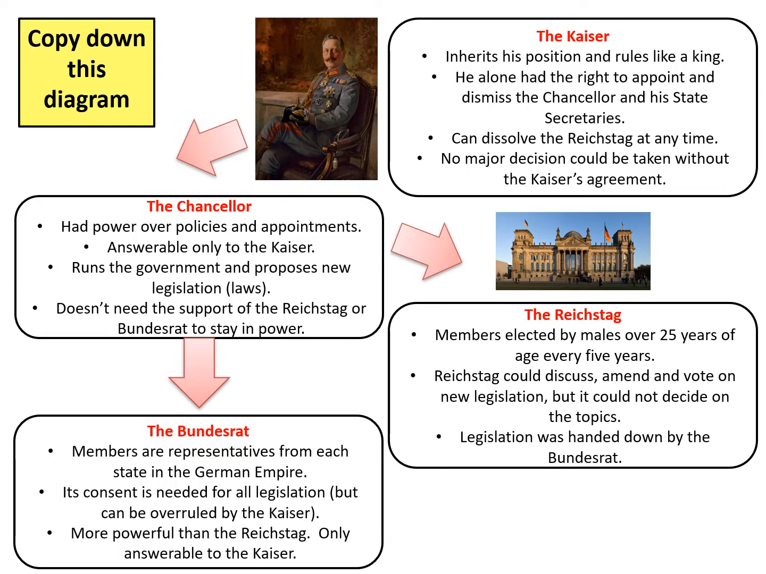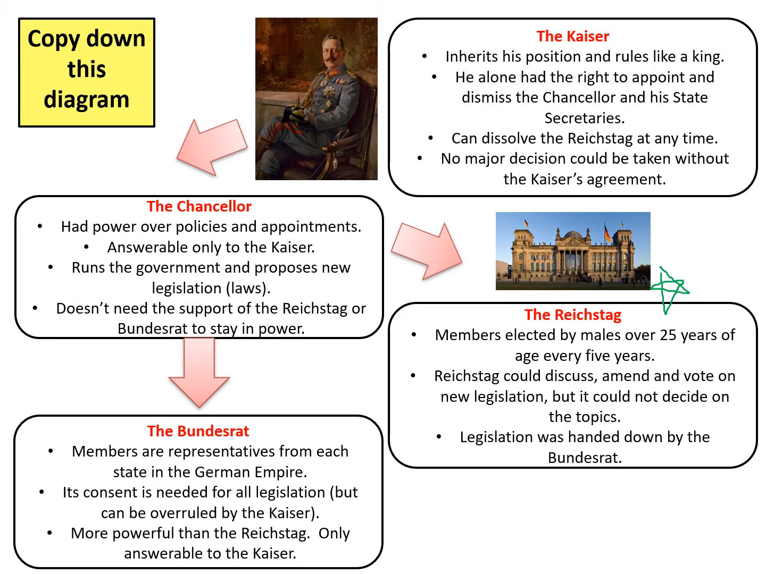Okay, so during the last task, I asked you to talk about who you think is the most powerful person in Germany. Now, during this task, we're going to be copying down this diagram so you can see the kind of power structure within Germany. Now, you might have noticed that the German people aren't even on there, because even though they selected members of the Reichstag, the Reichstag itself wasn't even powerful. So let's go through it just to make sure that we all understand these different sections of government.